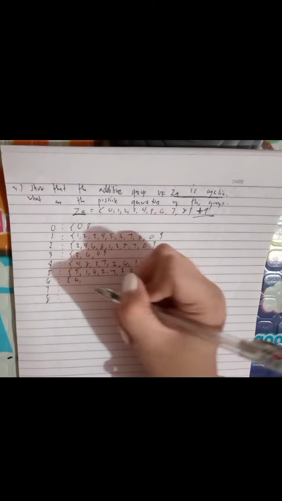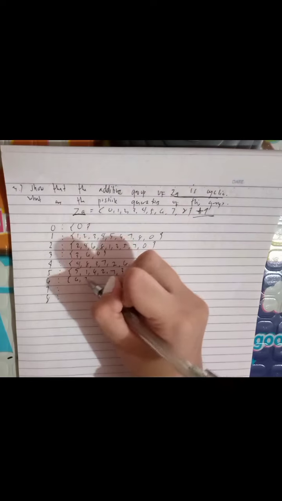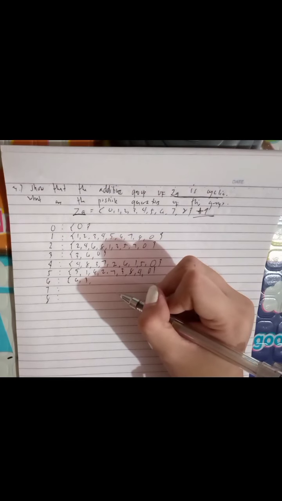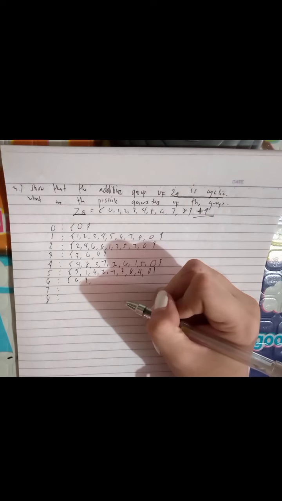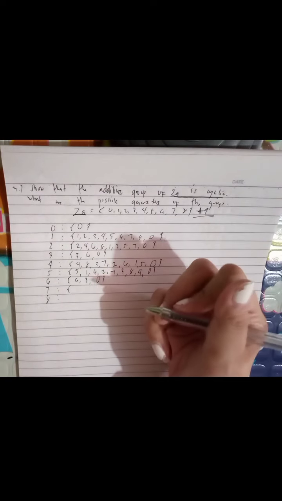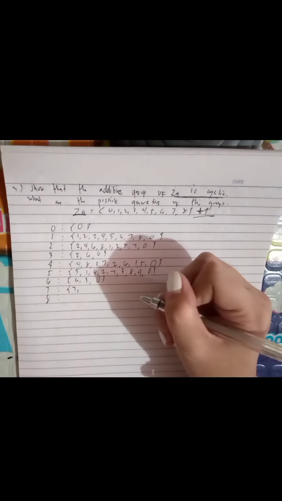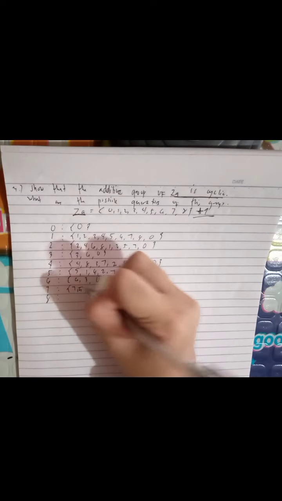6 raised to 1 is 6. 6 raised to 2 is 12. Modulo 9, so we have 3. 6 raised to 3 is 18. 18 modulo 9 is equal to 0. So, stop na tayo. Next, sa 7 naman tayo. Sa 7, meron tayong 7 raised to 1 is 7. 7 raised to 2 is 14. Modulo 9, so we have 5.